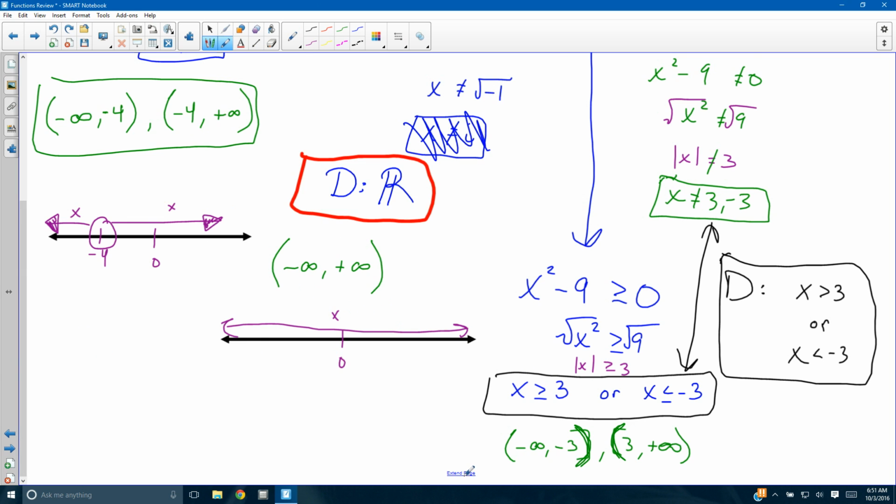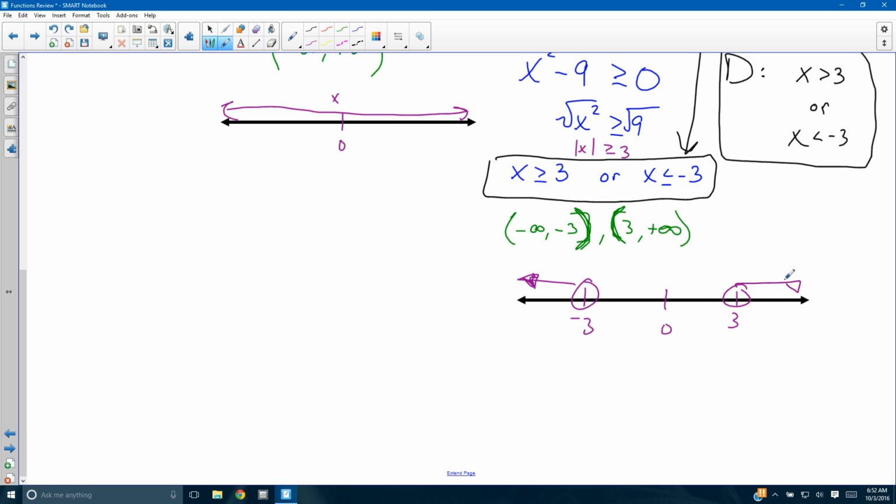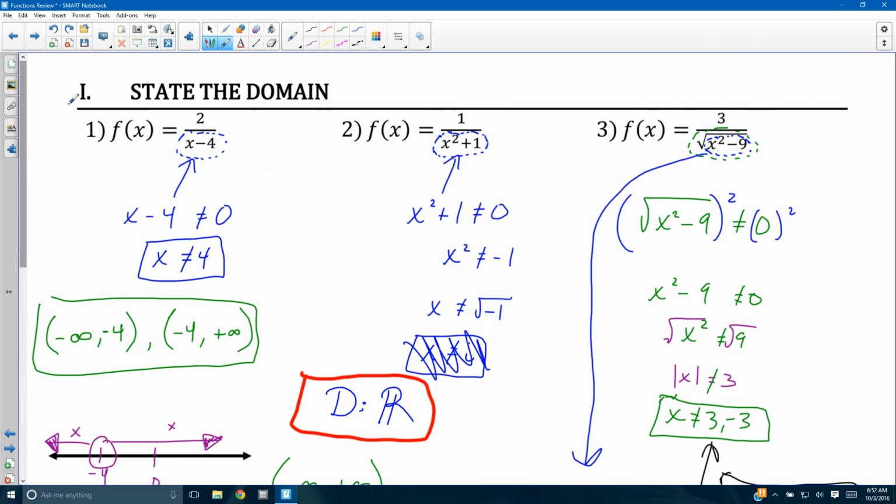And then this last one is where it makes the most sense to kind of have a number line to graph this with. Here's 0, here's 3, here's -3. Cannot include these, so open circle goes to the left, and open circle goes to the right. There you are. So domain's all about the values of x that would give you issues. For the most part, what we're looking at not doing is not dividing by 0 and not taking square roots of negative numbers, something like that.